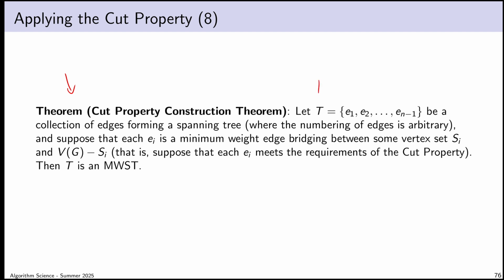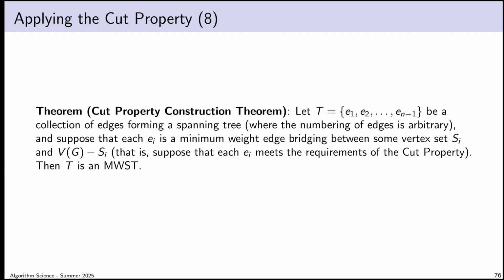Let T, that is to say my spanning tree, be this collection of edges. So I'm actually phrasing the tree as a collection of edges. We know that there's going to be n minus 1 of those edges, and I'm going to number them, and that's important for the proof. So it doesn't matter what order I number them, just assume that the edges are numbered. So let this be some collection of edges that forms a spanning tree, and the numbering of edges is arbitrary. And suppose also that the cut property applies to each edge individually.